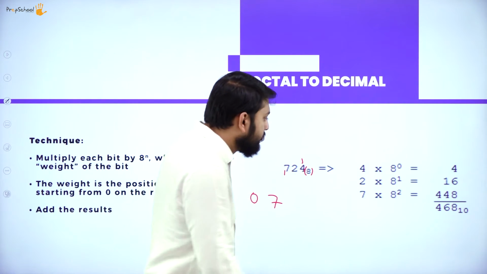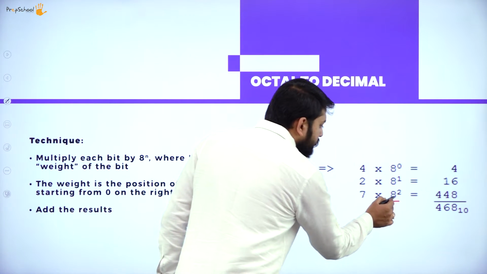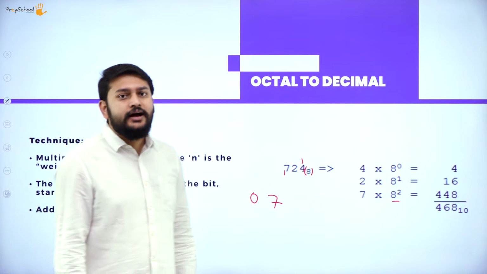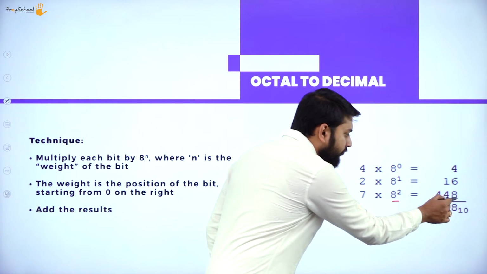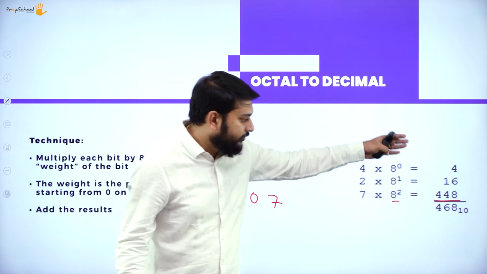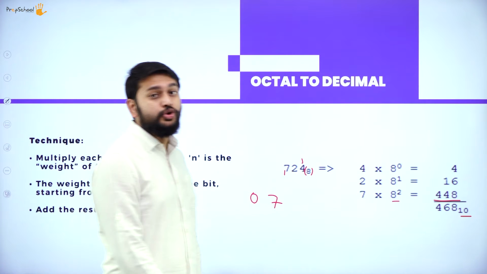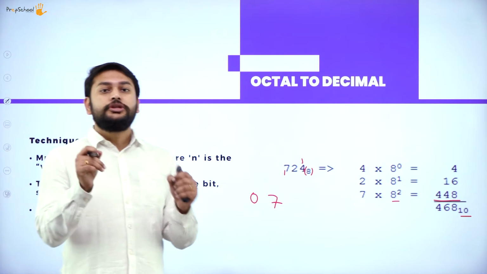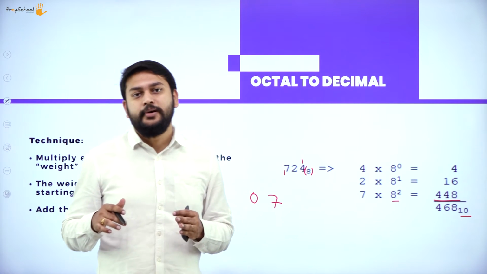I have 7. 8 to the power of 2 is what? So 8 8s are 64. Right? So 7 into 64 will be 448. Then I will perform the addition. Then it's very important that you should never forget to write the base as 10. This is very, very important that you should remember.